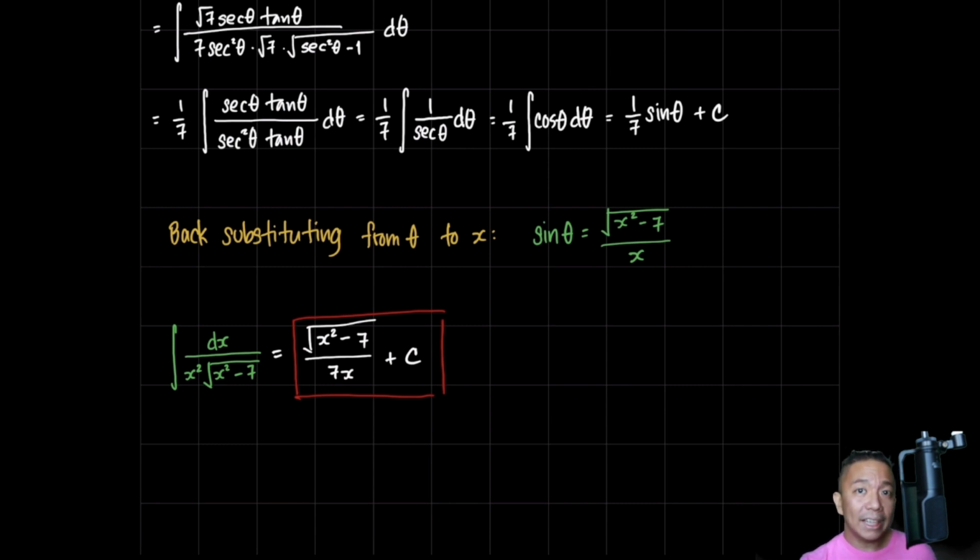So what should be our takeaways? Again, we watch out for the forms a squared minus x squared, a squared plus x squared, or x squared minus a squared. Then, we use the corresponding trigonometric substitutions to write them as trigonometric integrals. Then, we evaluate them using the techniques that we learned when we talked about trigonometric integrals. And then, we go back to the right triangle so we can back substitute from a trig function of theta back to x. So, in the next video, we'll take a look at more examples. And until then, thank you for listening.